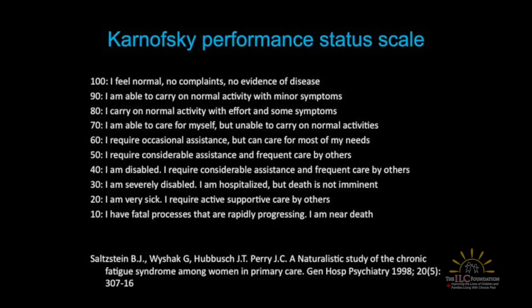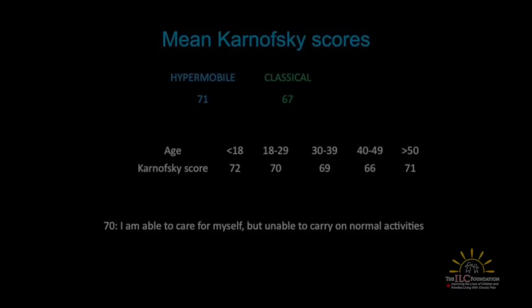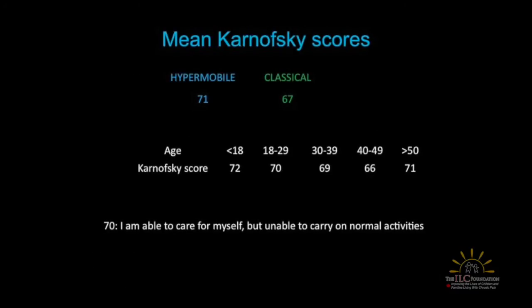And again, looking at our most recent study of our patients, on average, the mean Karnofsky score for the hypermobile patients was 71, and the classical was 67. And again, we did not see really a significant change over time. And just for a guideline here, 70, the sentence reads, I am able to care for myself, but unable to carry on normal activities.